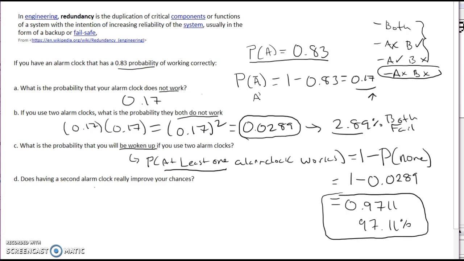So it says, does the second alarm clock really improve your chances? Well, if we have one alarm clock, it was an 83% chance, right? If we buy a second, we have a 97.11% chance. I would say that that is significantly better, right? 83 versus 97.11. So the answer to that question would be yes, it does improve our chances. So again, I think the tricky part here is taking a look at the probability of at least one, so kind of breaking that down.